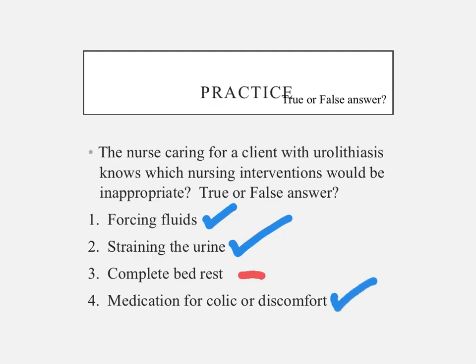So now I have 3 correct answers and 1 incorrect response. But the question wants to know which one would be inappropriate. So the correct answer would be your false response to that question. So we're not going to do complete bed rest because we're absolutely going to do the other 3 things.